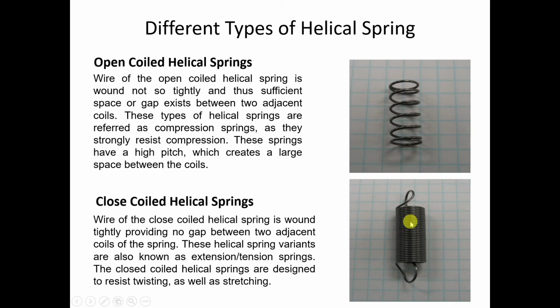So in this spring, you can't apply a compression load. Rather, you can apply a tension load so that it will elongate. That is why this helical spring variant is also known as an extension or tension spring. The closed coil helical springs are designed to resist twisting as well as stretching.